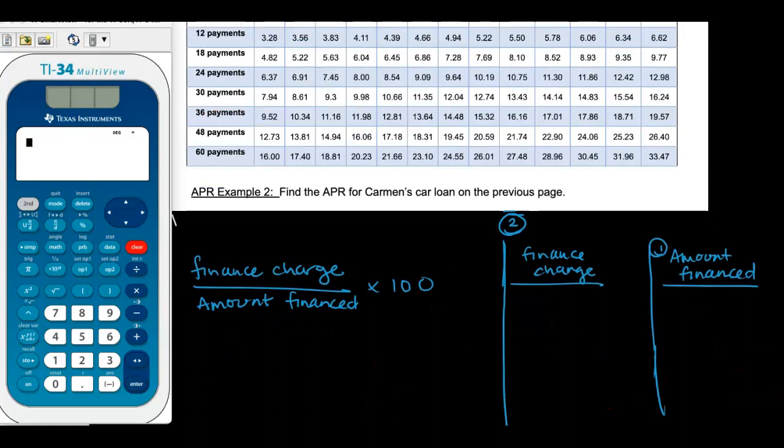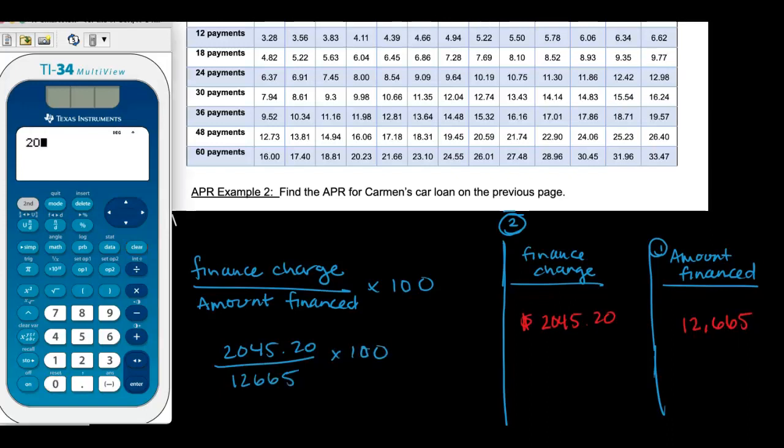In the second example, we're going to find the APR for Carmen's car loan that we did in the previous video. The finance charge for that loan we calculated was $2,045.20, and the amount financed for that loan was $12,665. All we have to do is plug those numbers into the formula. We take the finance charge of $2,045.20, divide it by $12,665, and multiply it by 100. I'm just going to plug that into my calculator. We get $16, and we have to round to the nearest cent here.